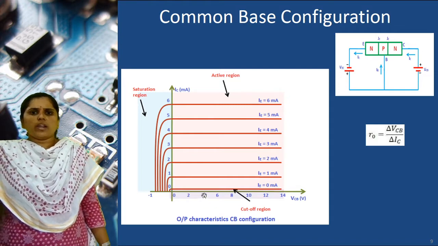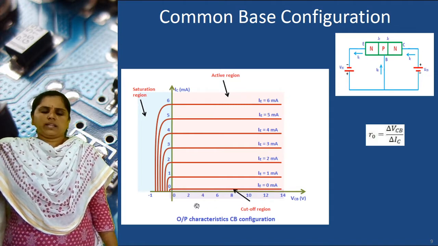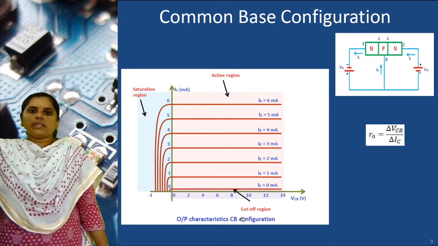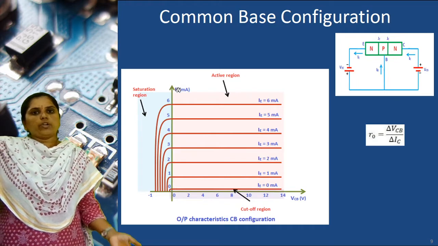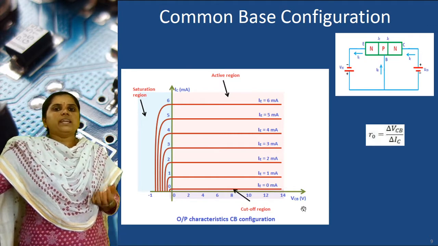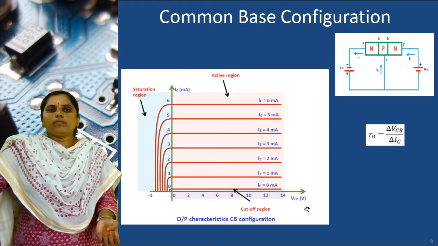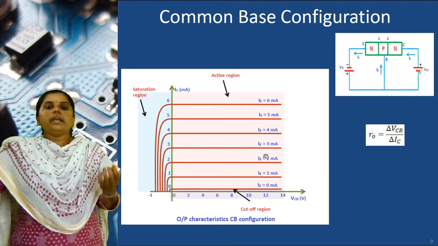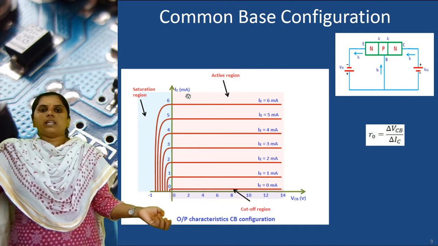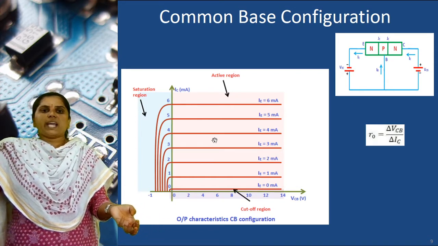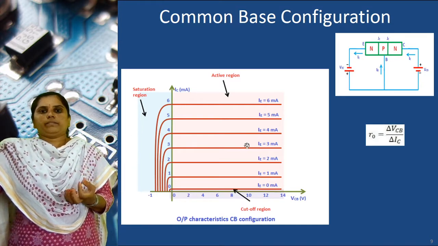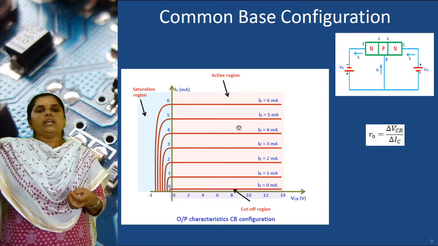See here, even if we are not giving any output voltage VCB, we can get the current. From this we can say that the output current is independent of the output voltage, but it depends on the input current. When we change the input, the output current also changes. This is nothing but the current amplification factor: the ratio of change in output current to the change in input current.